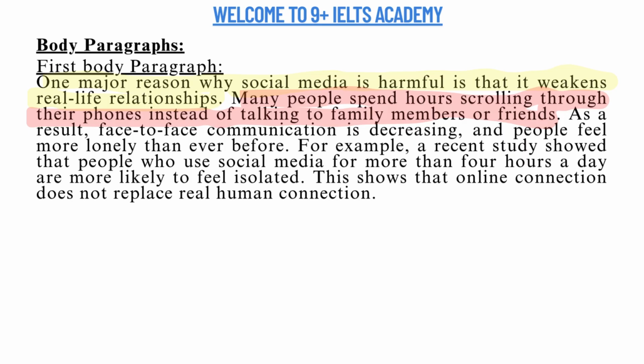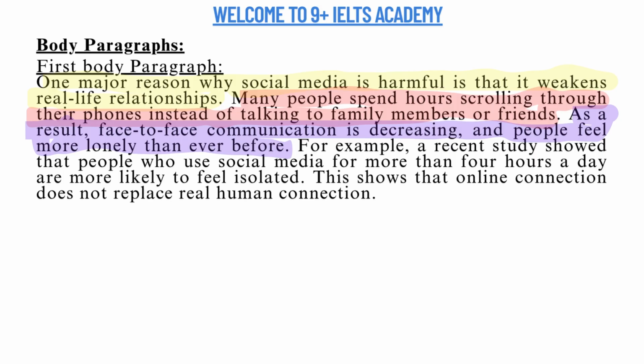Indeed, this sentence uses simple vocabulary, but it's powerful because it's relatable. IELTS doesn't require fancy words. Clarity is more important. Sentence 3 is result or effect. As a result, face-to-face communication is decreasing, and people feel more lonely than ever before.